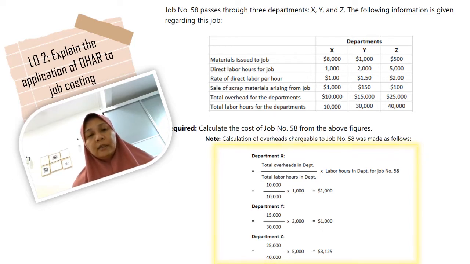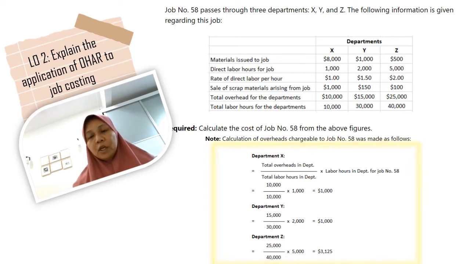So what we have here is job number 58, which passes through three departments, X, Y, and Z, and the following information is given regarding the job. So we have the materials issued to job for each department, direct labor hours for job, rate of direct labor per hour, sale of scrap materials arising from the job, total overhead for the departments, and total labor hours for the departments. So all the details given for each department are in the table.